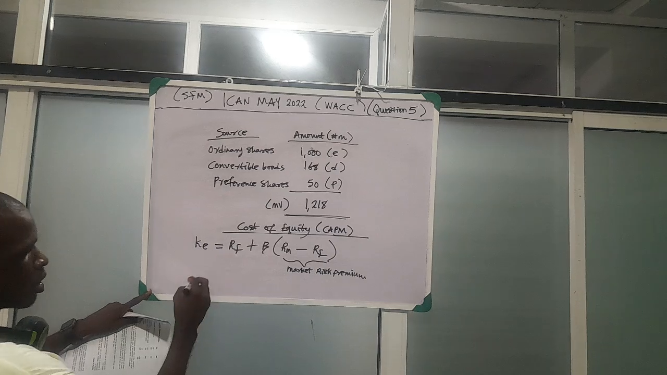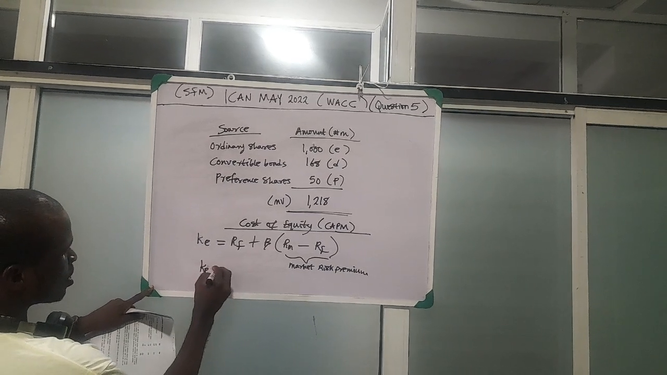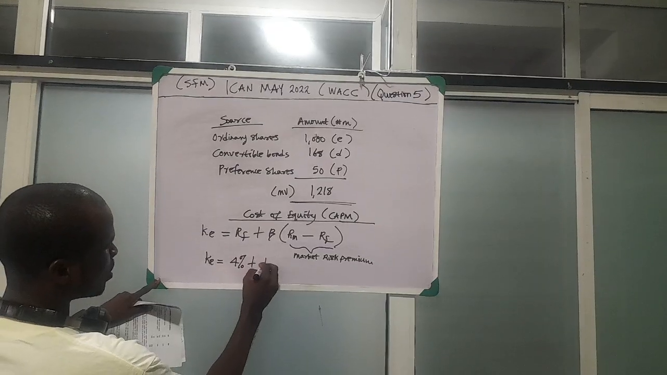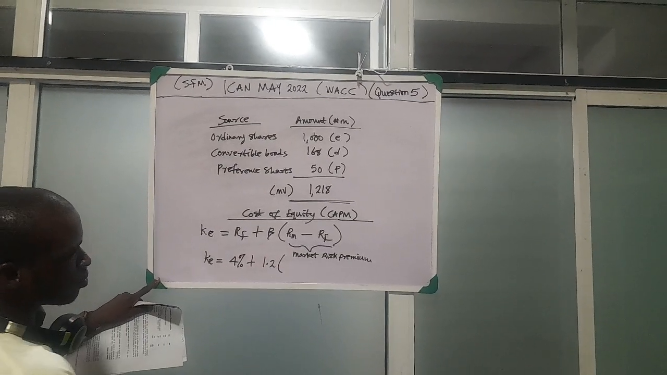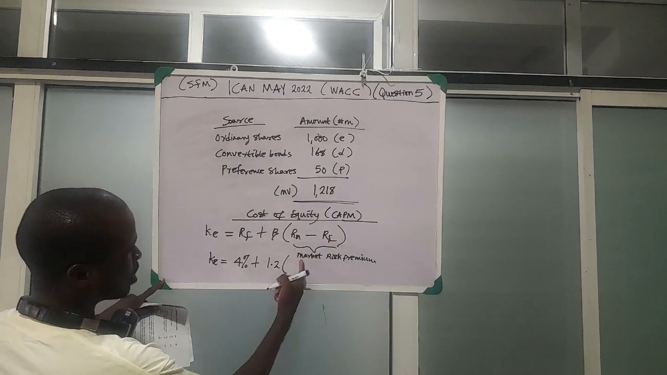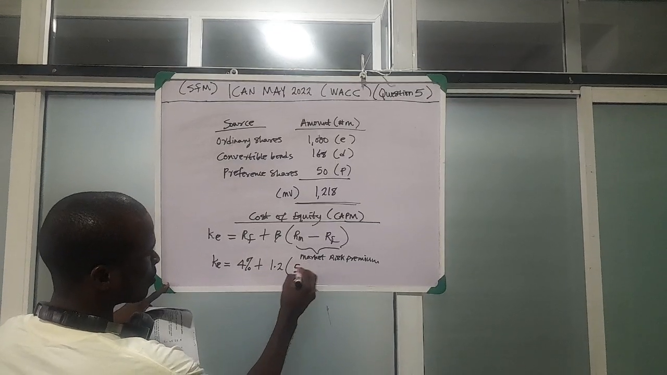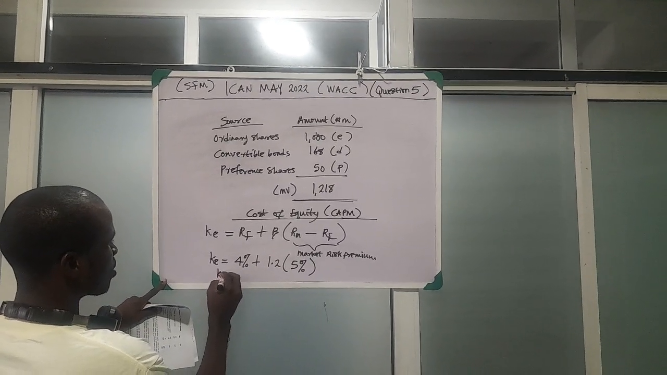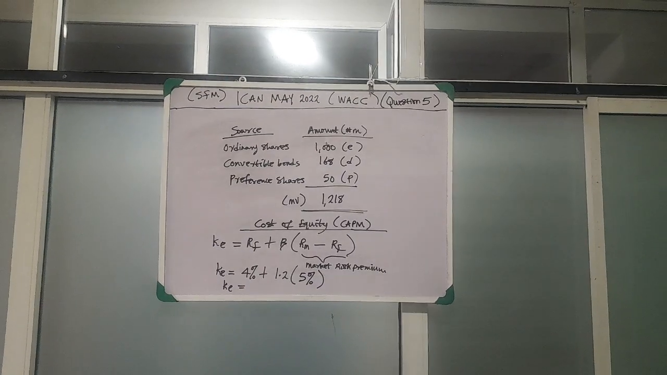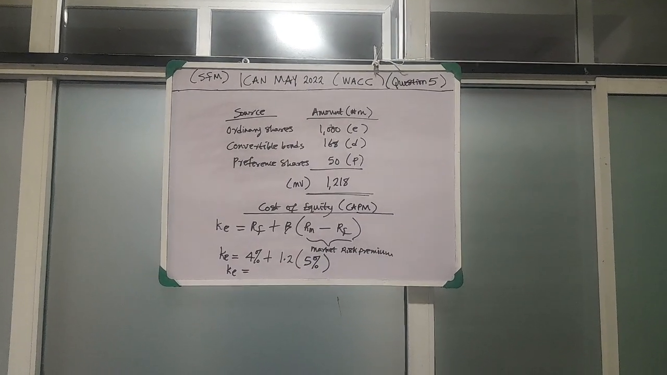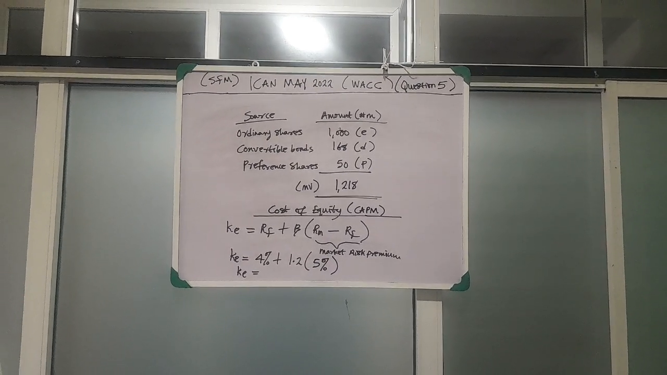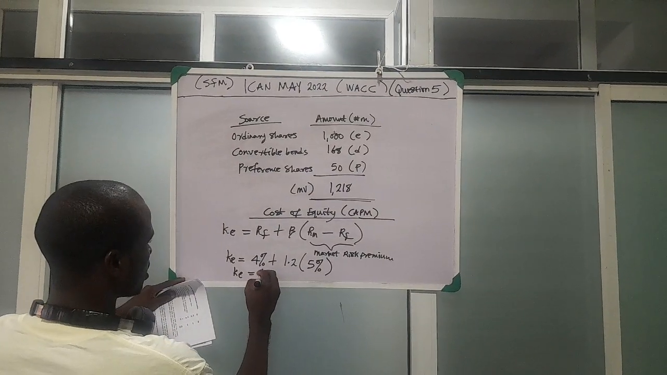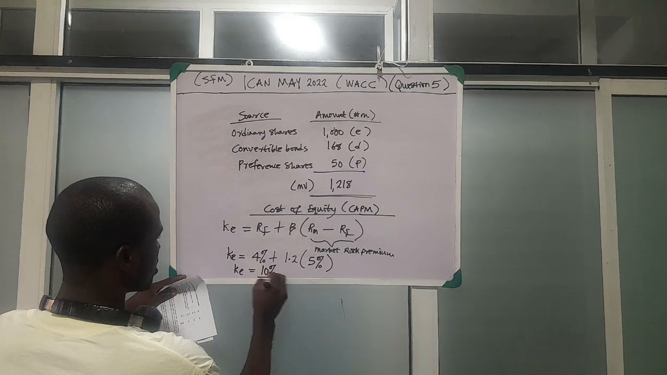Based on the information we have, the risk-free rate is 4%, plus the beta is 1.2 times the bracket of market return minus risk-free, which has been given as the market risk premium of 5%. So that will give us a cost of equity of 1.2 times 5% plus 4, which is 10%. So the cost of equity is 10%.